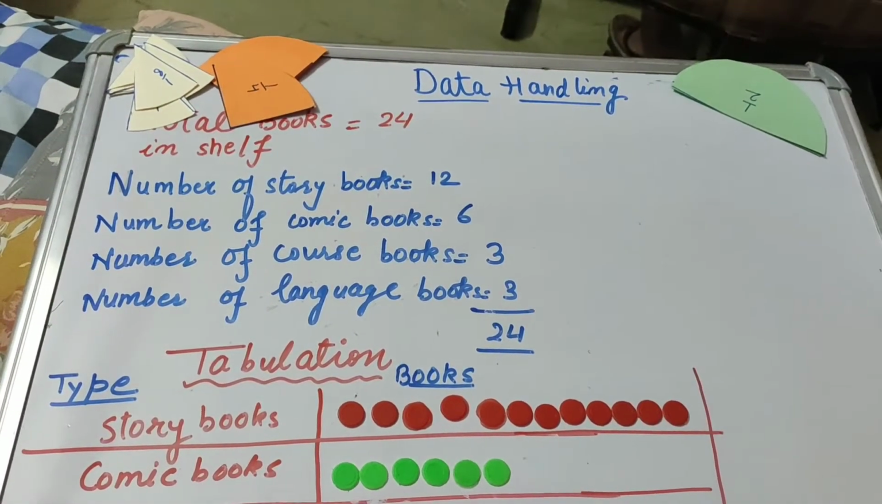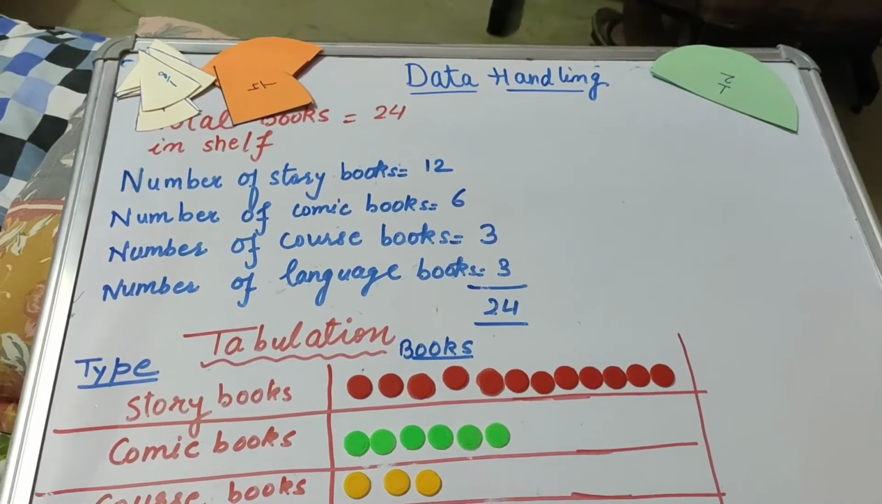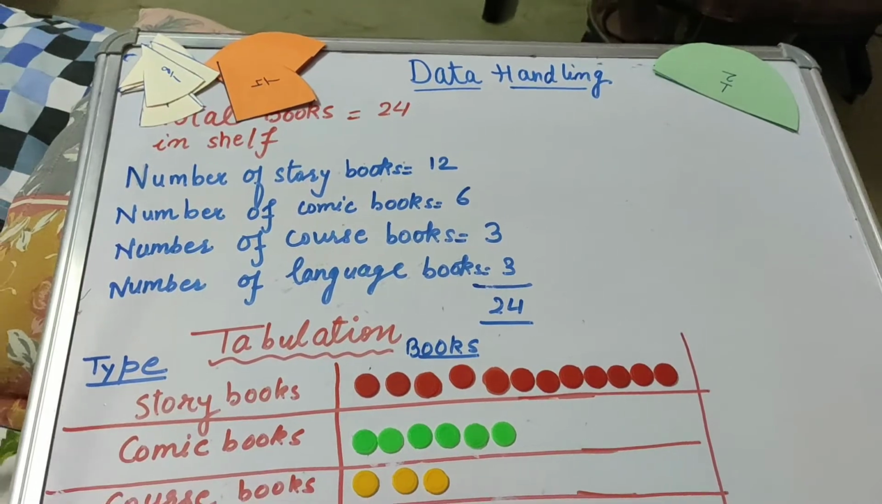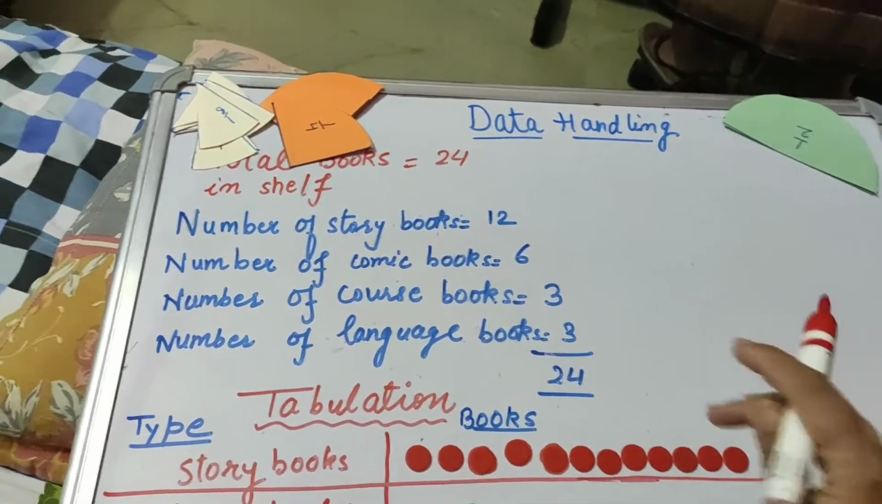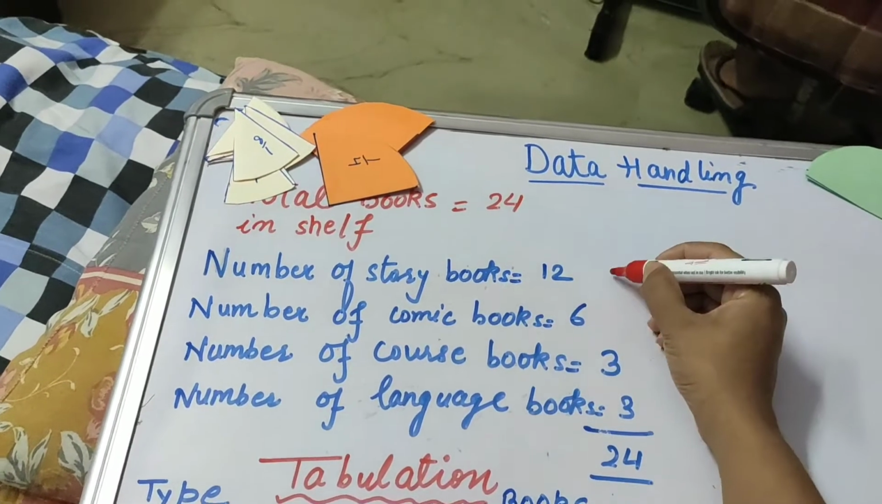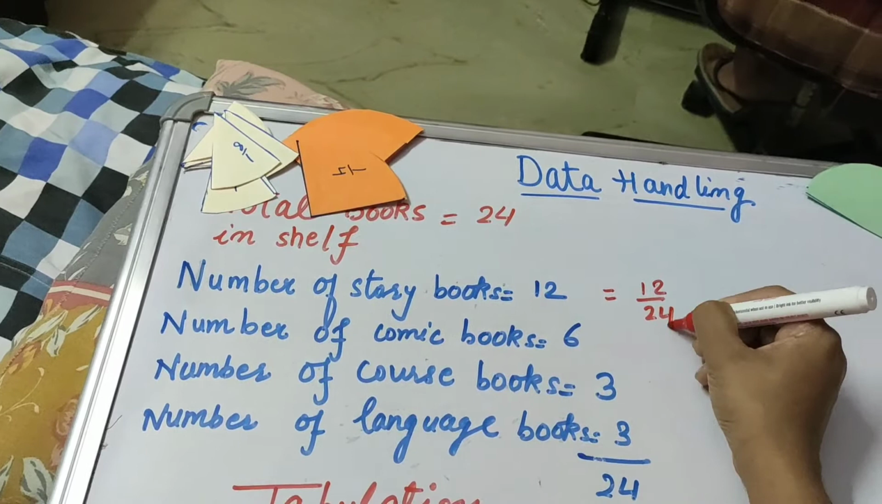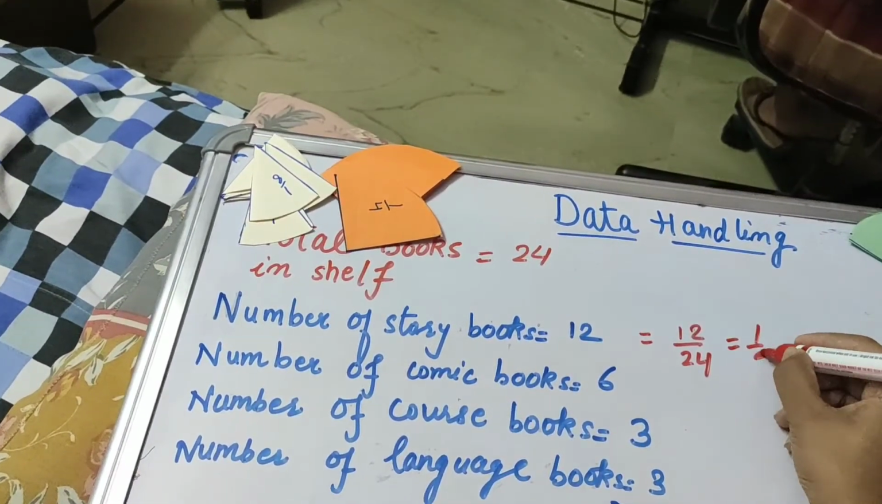Okay, now I'll show you another way of presenting the same information using fraction cards, and I'll show you what that is. There's a pie chart, right? So first I'll convert these number of books into fractions. Number of storybooks I have 12, so the fraction of storybooks I have is 12 by 24. Now if I convert it into lowest term, it will be equal to 1 upon 2.